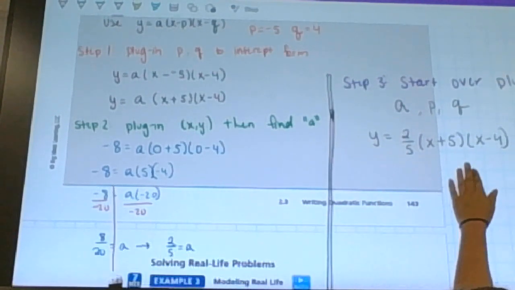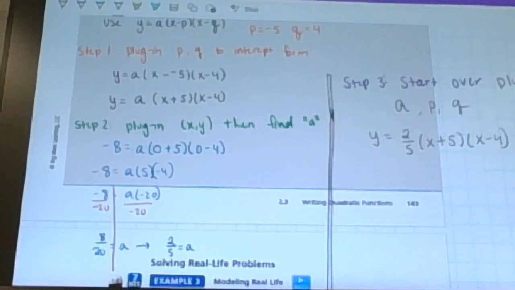You remember how to FOIL? Let's do it real quick. We have x times x first. Just ignore the 2/5 for now. x times x, x squared. And then x times negative 4, negative 4x. 5 times x, 5x. 5 times negative 4, negative 20. So x squared plus x minus 20.